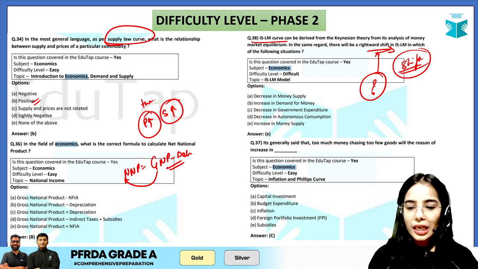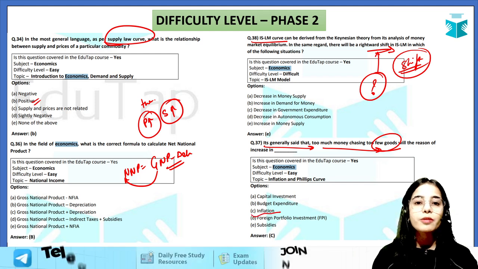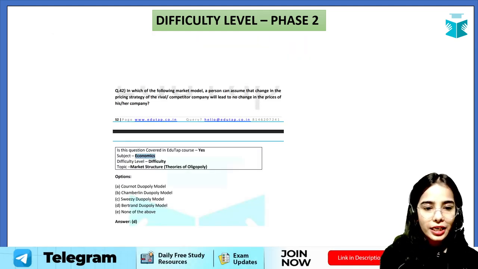Again, it is generally said that too much money chasing too few goods, so this is inflation. This is actually demand-pull inflation, okay? Next, here you can see there are different models.